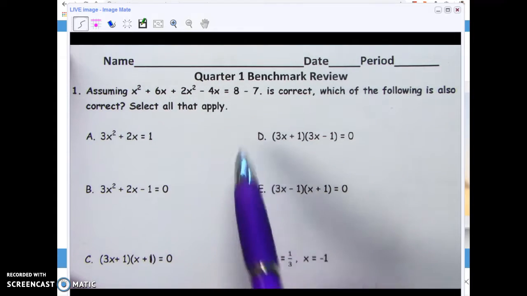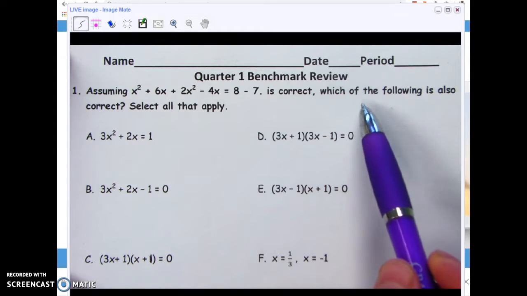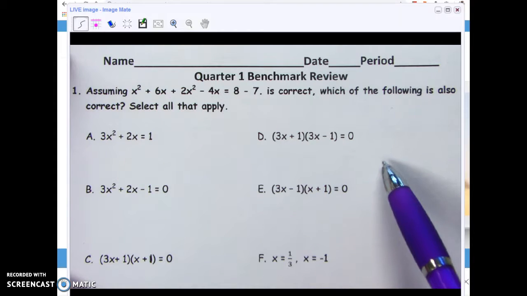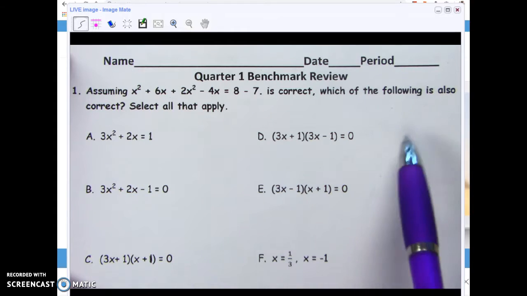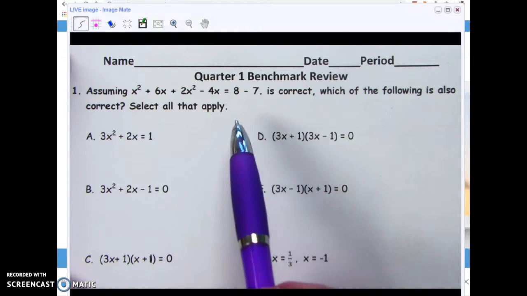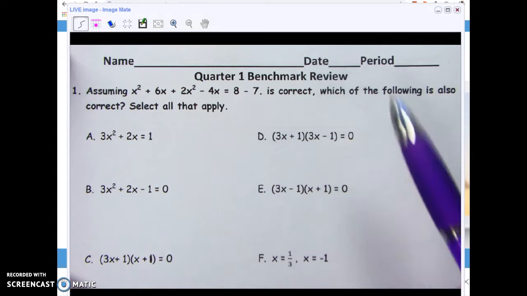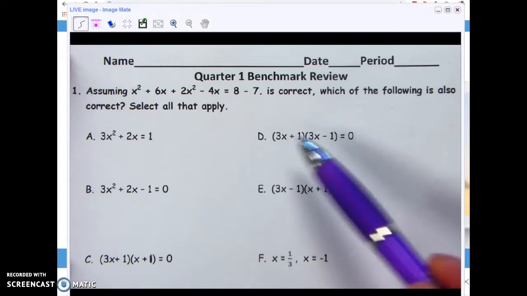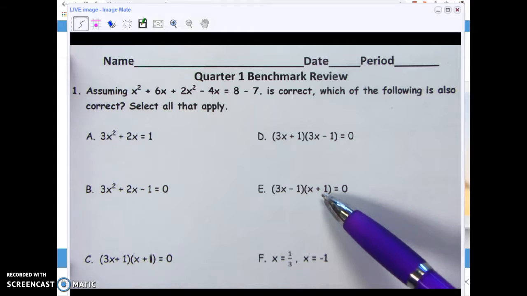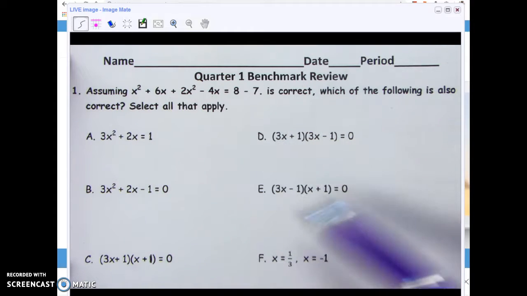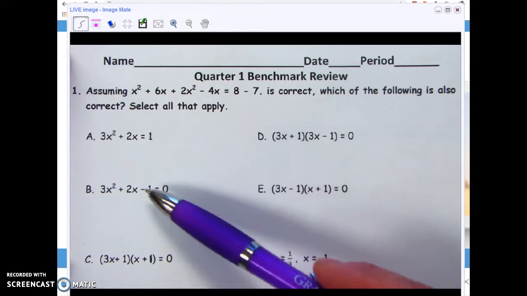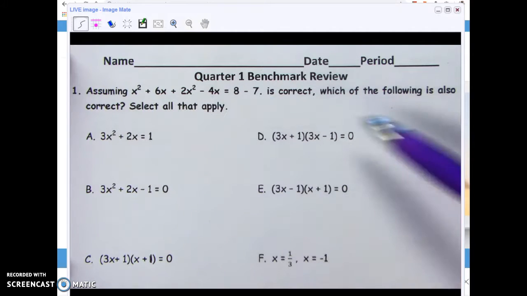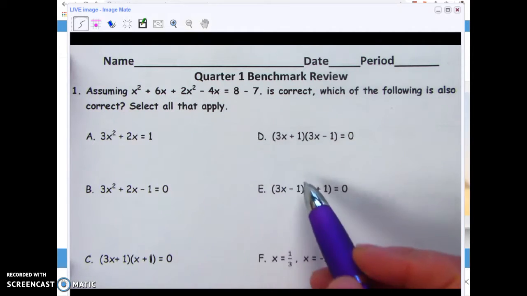Select all that apply. Okay, so the first thing we want to make sure we understand about the benchmarks is that there are several questions on it that are multiple choice, but it is a select all that apply. Now, when you have a question like that, if there are 6 choices and 4 of them are going to be the correct answers, but you only pick 3, you will miss the whole problem. So that means that we have to look at every single one of our answer choices and see if they will fit the description of what they're looking for. Okay, so let's get this one started.